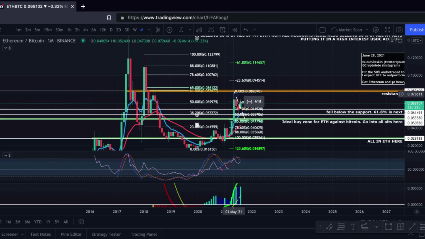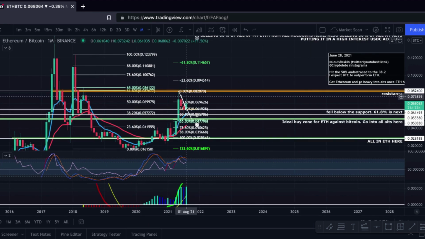It literally reached the exact resistance point based off of the monthly chart from back here, all the way over here, right? And then it dumped. It dumped to the 50%. And now it's back up. That's pretty bullish, and it didn't even close down here. It closed on 38.2, which is even more bullish.